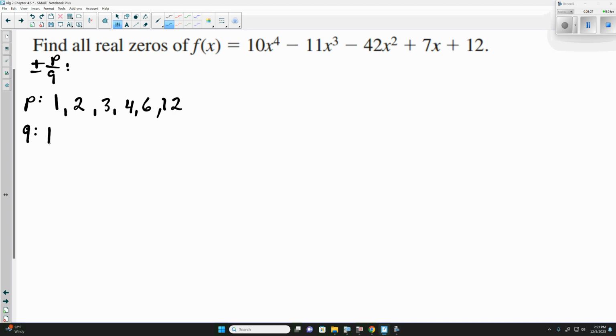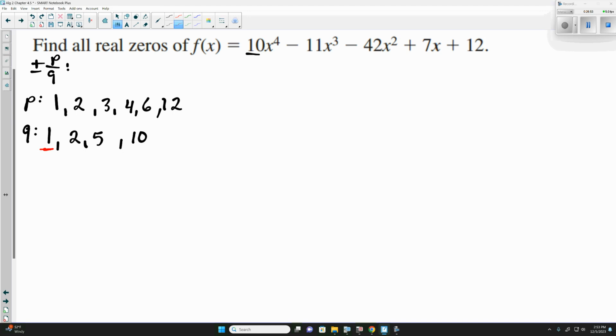Because you might run out of room otherwise. Factors of Q. So we're looking for factors of what? Leading coefficient, which is 10. So we'd have 1 and 10, 2 and 5. All right. We ready to start listing off the factors of our possible rational zeros?